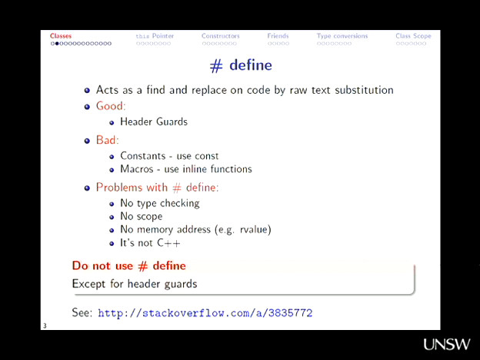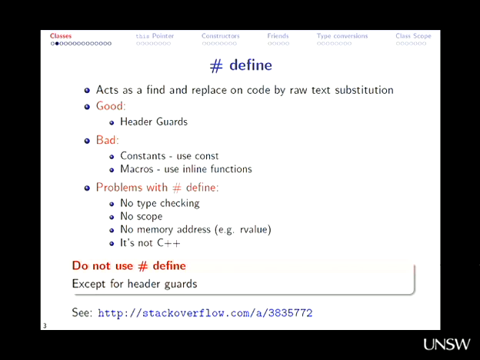It's really good for header guards. Okay, so use hash define for header guards. That protects your code from being duplicated when you hash include the same file multiple times. Okay? It's really bad for constants because you should be using const. And you might have learned how to do macros with it, and in C++ you use inline functions.